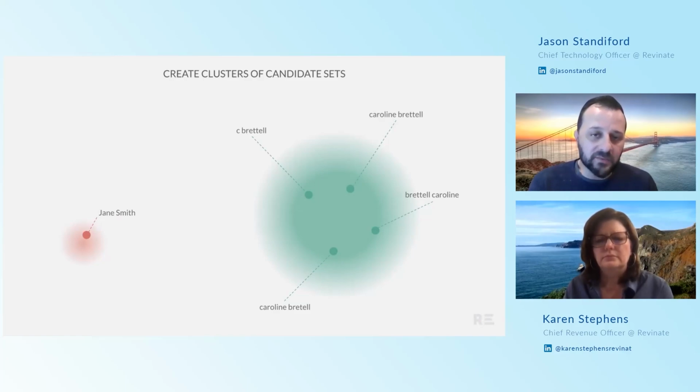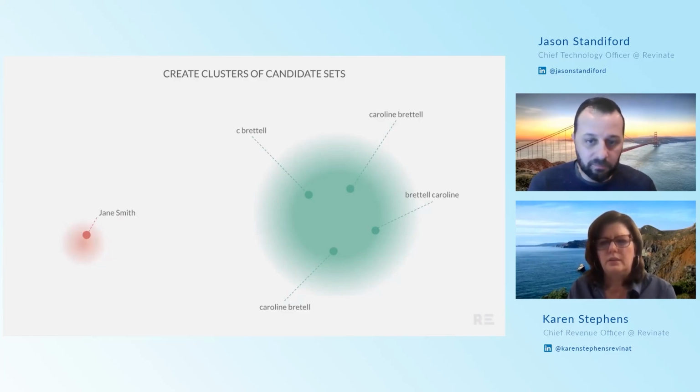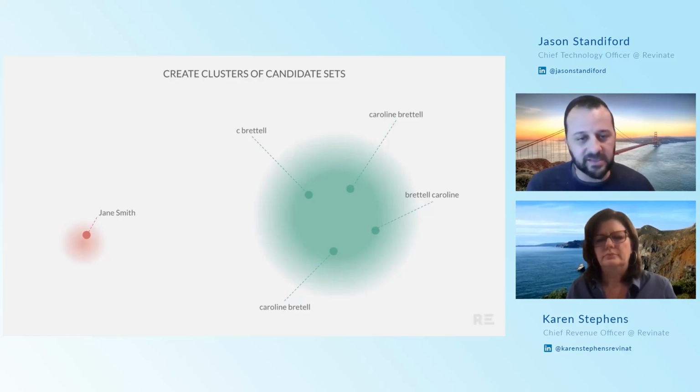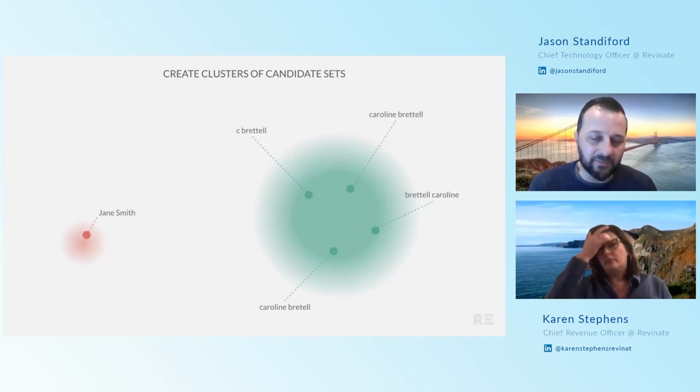And so what we've done is use some more machine learning algorithms to create what we call clusters of candidate sets. In the example we've been talking through of Caroline, there was one record, Jane Smith. As we enter this phase of the machine learning profile synthesis, we would say, hey, Jane doesn't really share any characteristics with any of these other profiles: C. Bertel, Carolyn Bertel, Bertel Carolyn, Carolyn Bertel with a slightly different spelling. So we want to exclude Jane. We're not going to compare Jane against all of these people. Jane may be compared against somebody else, but she won't be compared against this group. That's important because it saves us a lot of computational time, and time is important. We want to get this done quickly for you.